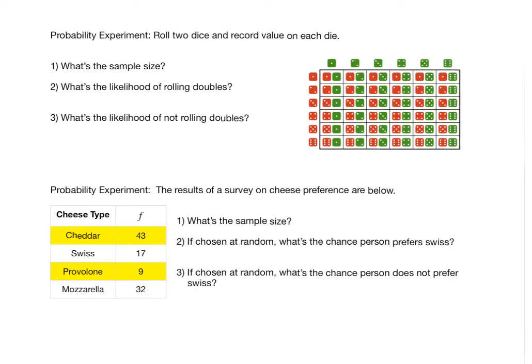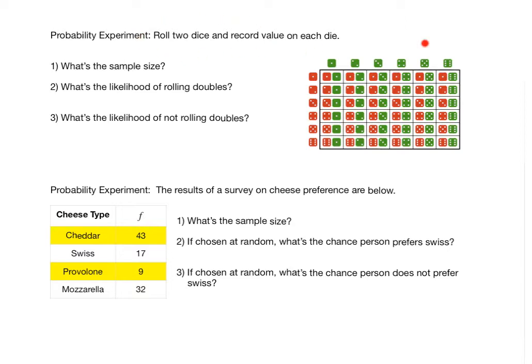Here we have two probability experiments. The first probability experiment is a theoretical probability, and the second probability experiment is an empirical probability. So this first one is rolling two dice and recording the value on each die.